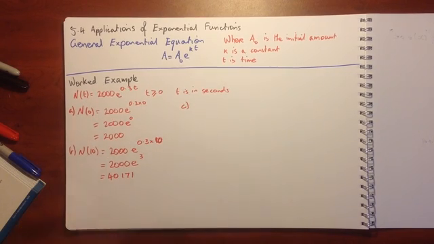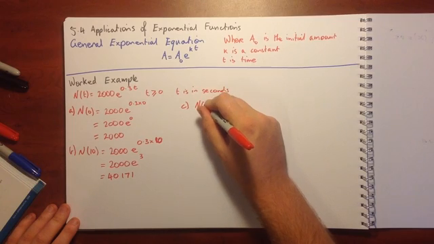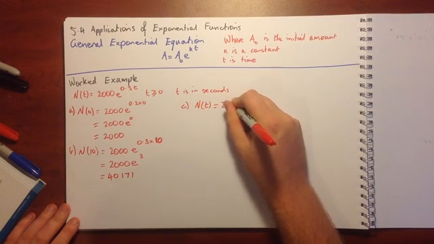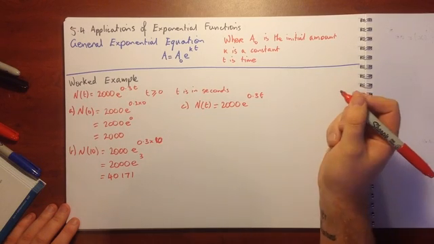Then part C is at what rate is the bacteria population multiplying after 10 seconds? Give your answer correct to the nearest whole number. So we want the rate of change. Because we want the rate of change, it means that we're going to be differentiating our function. So we've got our function, N of t, equals 2000 e to the 0.3t.